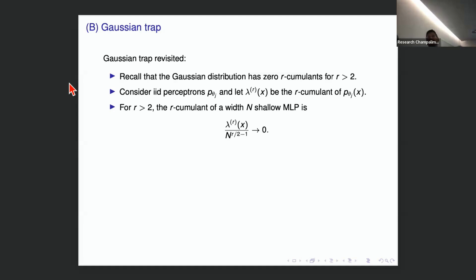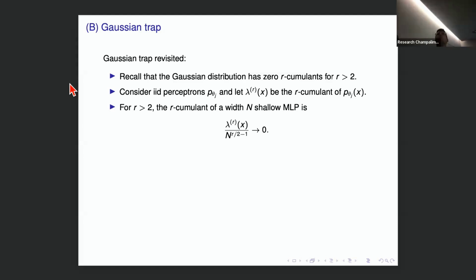This is a computation that is easy to do, but believe me, I've not put the computation here, but it's relatively easy to check. And as you can see, this goes to 0 if n goes to infinity and r is greater than 2. So indeed, we have proved the Gaussian trap in the sense that if you start with a multi-layer perceptron of width n, then all the cumulants of that multi-layer perceptron are going to converge to 0 for order greater than 2. Okay, so the multi-layer perceptron is going to converge to a Gaussian distribution.